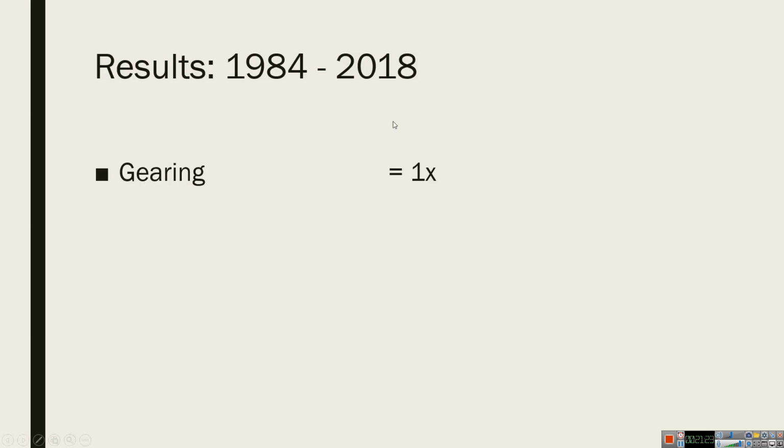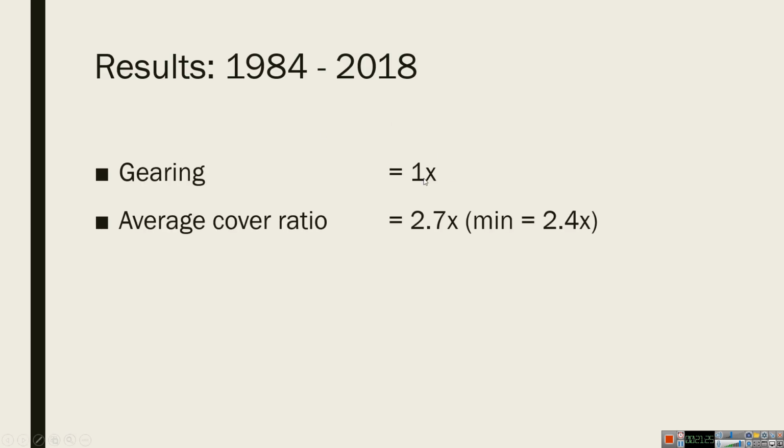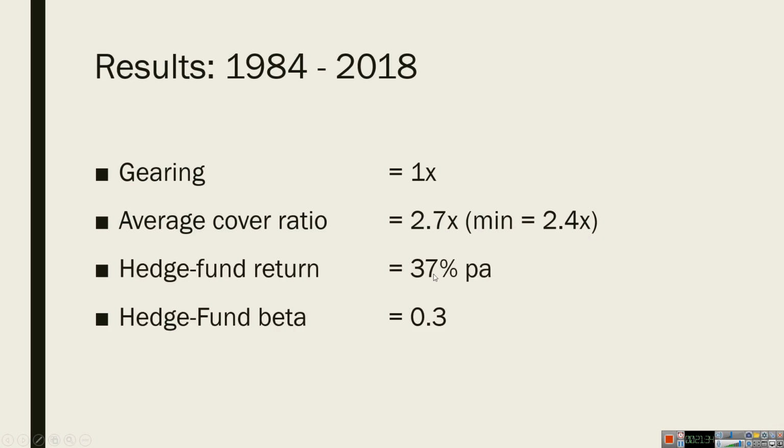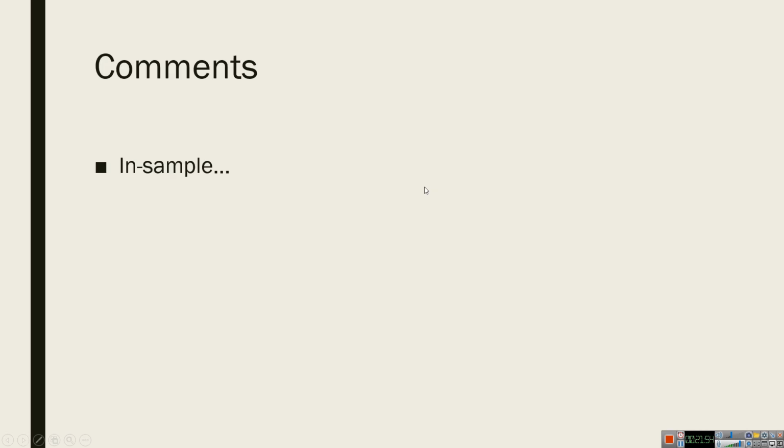So summarizing our results, with 1 times gearing in our 2 factors, our average cover ratio is about 2.7 times. The lowest we got was 2.4. Hedge fund return about 37%. The beta of our hedge fund is also very low. It comes in at about 0.3, and the R squared against the all share index is only 11%. So this is a pretty low risk return without gearing, and well, with very little gearing.